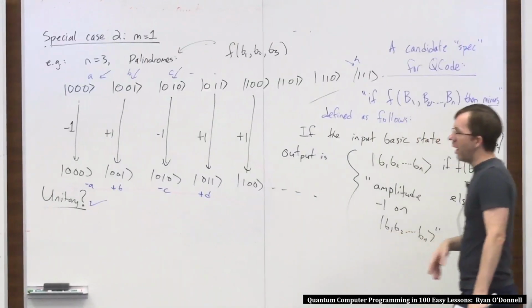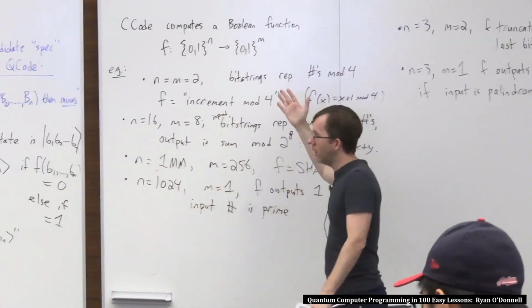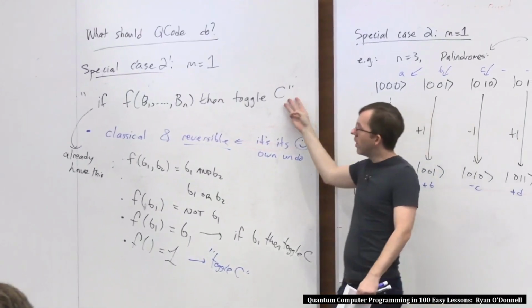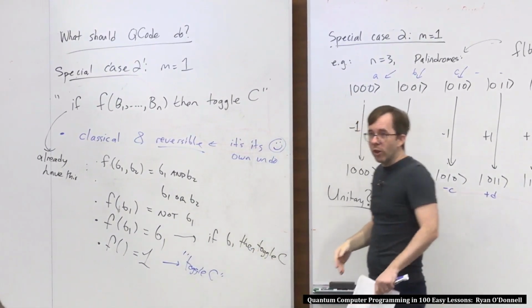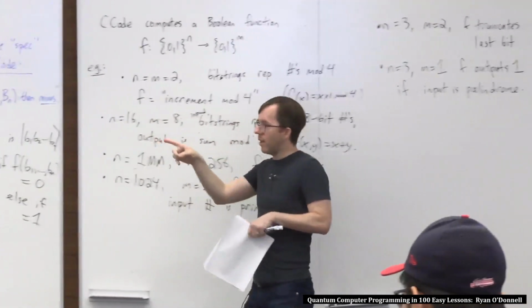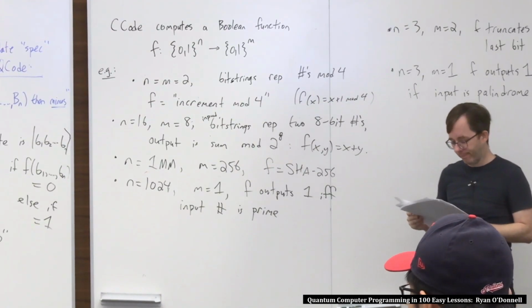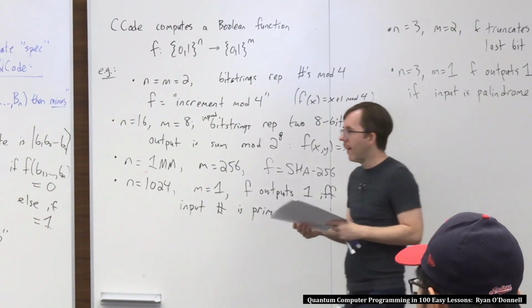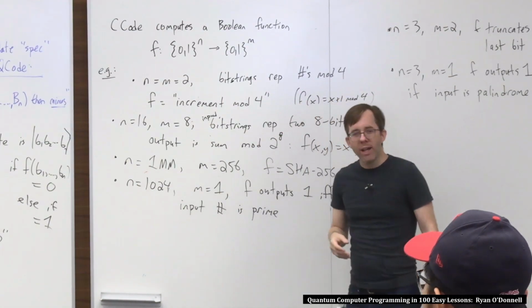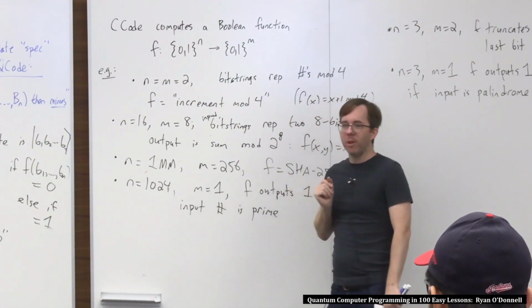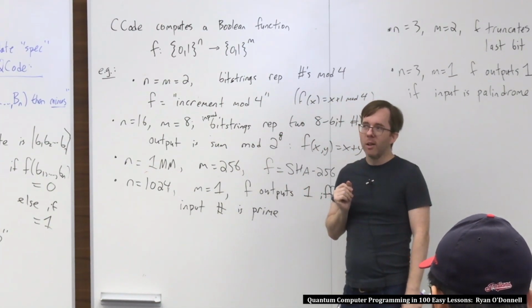So what I want to tell you is that for any Boolean function, you can make, in principle, quantum code that does this. Moreover, if you have classical code that does f, you can easily transform it into quantum code that does if f, then toggle C. And by the way, why is that? I claim you should pretty much believe me on that.